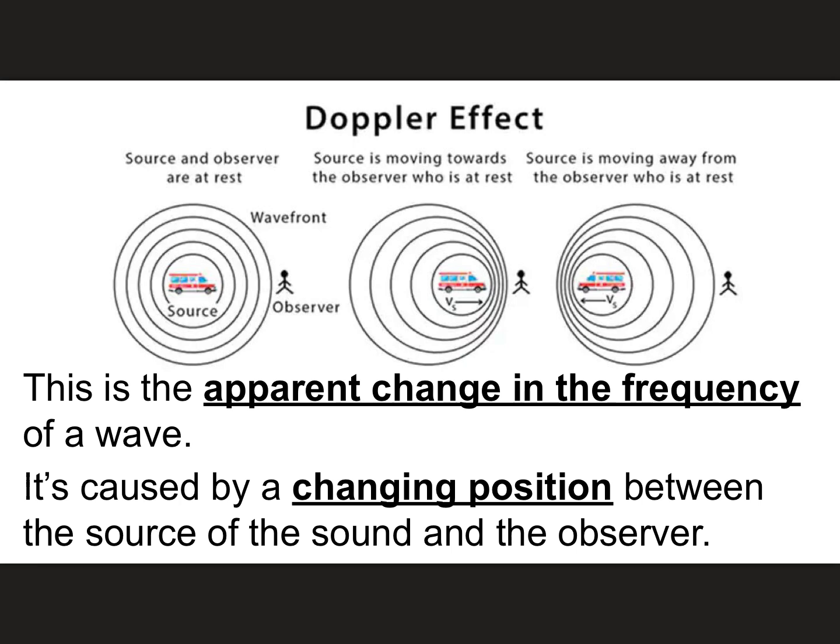And that's because of this Doppler effect. The Doppler effect is the apparent change, not the actual change, but the apparent change in frequency of a wave. And like I said, this is caused by a changing position between the source of the sound and the observer. So now you should understand what wave frequency is. You should know what a wave is. You should know the difference between transverse and longitudinal or compression waves. And you should also understand what the Doppler effect is.